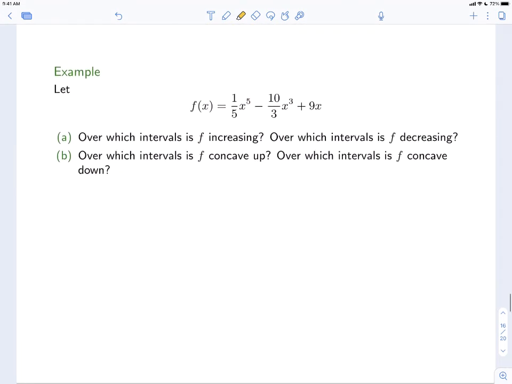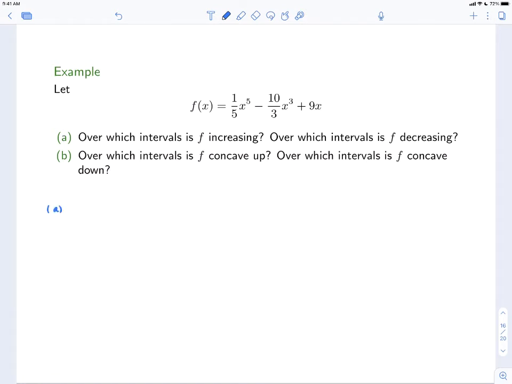Let's do another example. For this example, let f at x be 1/5 x to the 5 minus 10/3 x cubed plus 9x. So what we want to determine is a, over which intervals is f increasing or decreasing, and for b, over which intervals f is concave up or concave down. So let's just start with a.